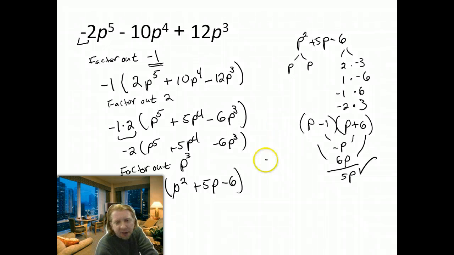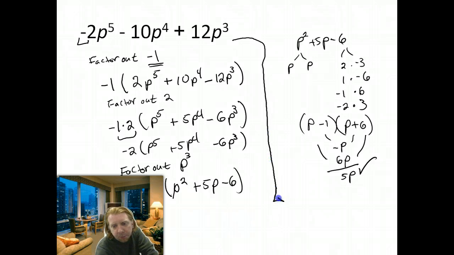And now I can write my final answer. The full factorization is negative 2p to the 3rd, quantity p minus 1, quantity p plus 6.